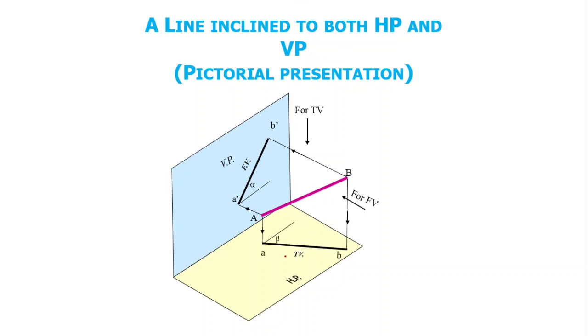Similarly, this is the top view ab, small letter ab, inclined beta degree with the XY line. That inclination is known as apparent inclination with VP. Then these are the projection lines, the end projectors.